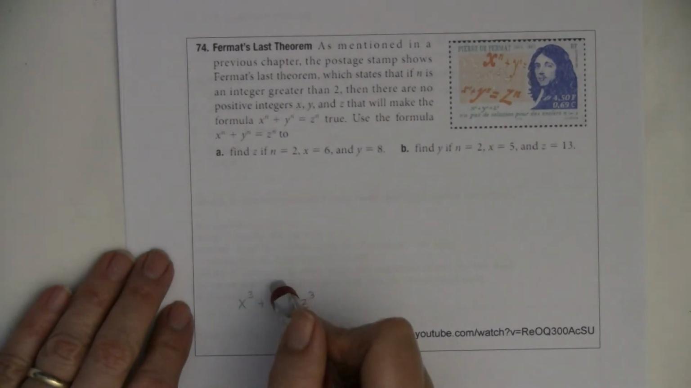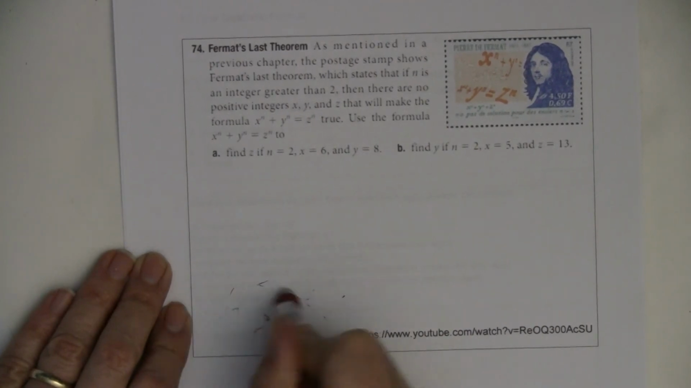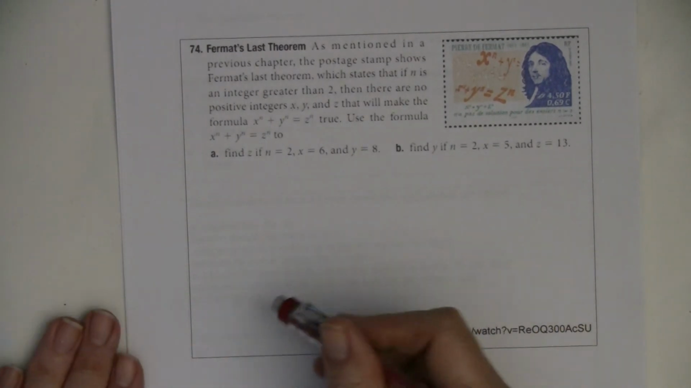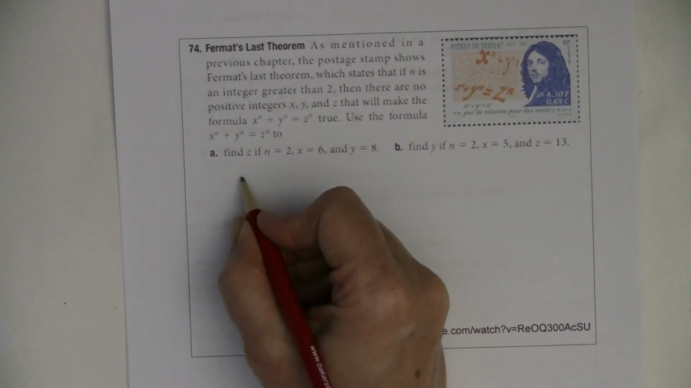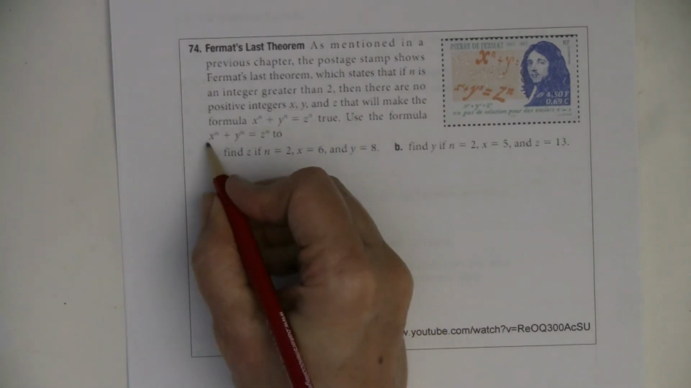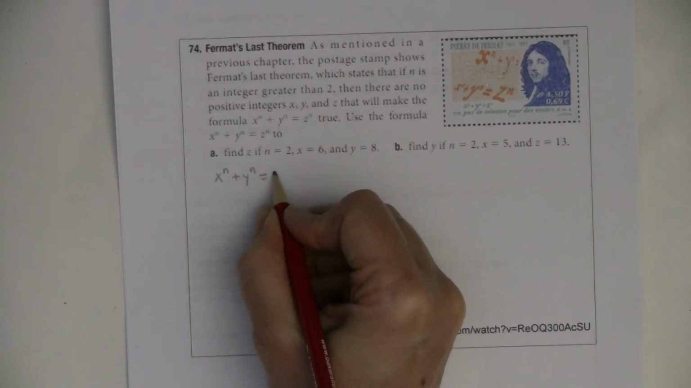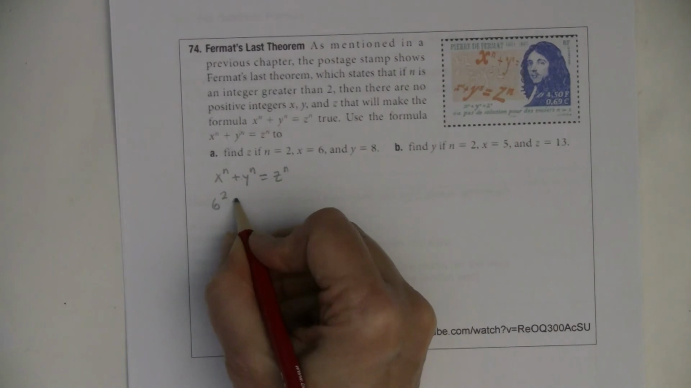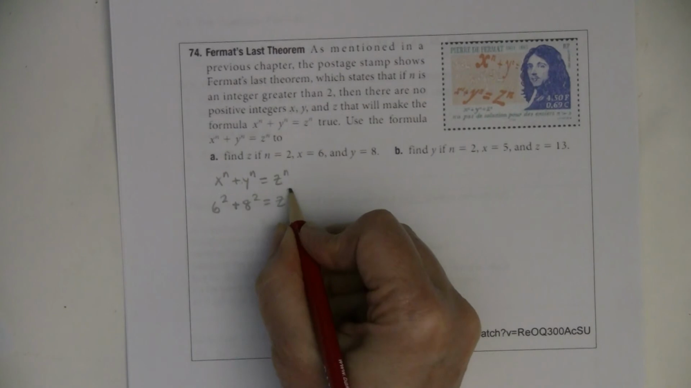I found an answer. 0, 1, and 1 over there, but I think they mean other than trivial answers. And so not 0 and 1. If you have 0 and 1, you can almost make anything true, it seems. And so here, this is going to be 6, right? Because this is x to the n plus y to the n equals z to the n. And they said n is 2 and x is 6, so 6 to the second plus 8 to the second equals z to the second.